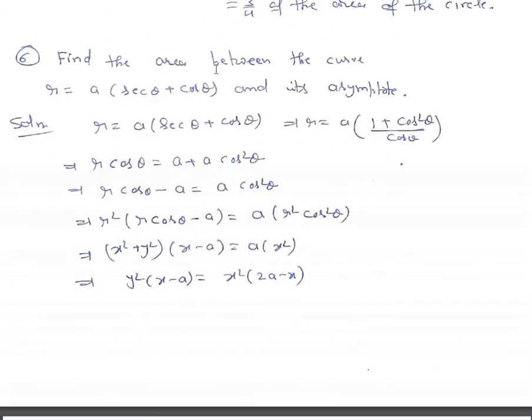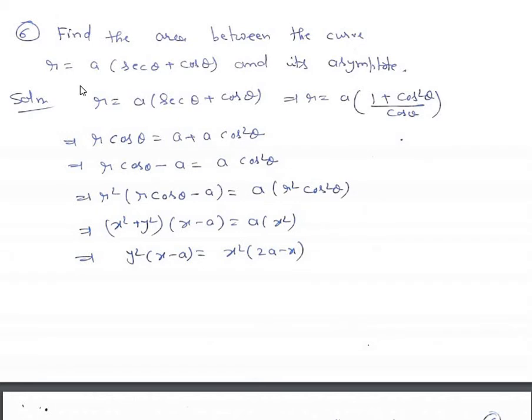Let's take the last example. Find the area between the curve r is equal to a into sec theta plus cos theta and its asymptote. Now what we shall do is convert this problem into Cartesian form. Now r is equal to a into sec theta plus cos theta. Sec theta can be written as 1 upon cos theta. So therefore we have r is equal to a into 1 plus cos square theta upon cos theta. Cross multiplying with cos theta, we have r cos theta is equal to a plus a cos square theta. This can be written as r cos theta minus a is equal to a cos square theta.